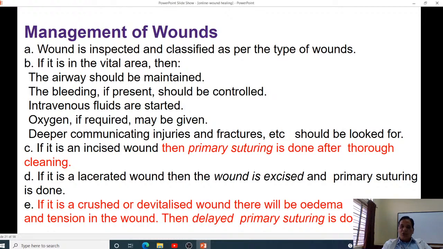In the lacerated wound, you have to excise the bad part and then go for primary closure. It is a devitalized wound. Wait for the edema to subside.